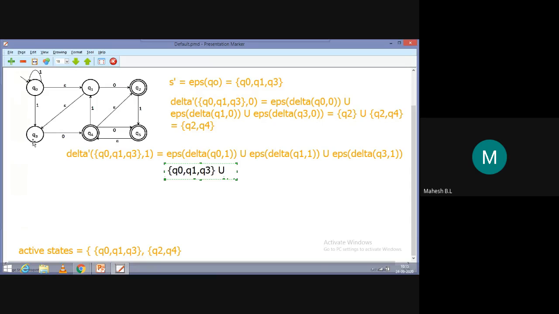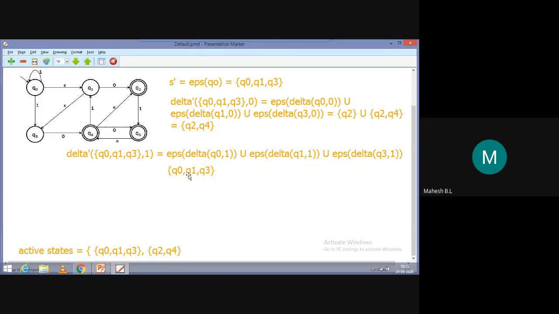Then q3 comma 1. Is there any transition on q3 comma 1? There is no transition on q3 comma 1. That's why both of these are eliminated, and what remains is q0, q1, q3.